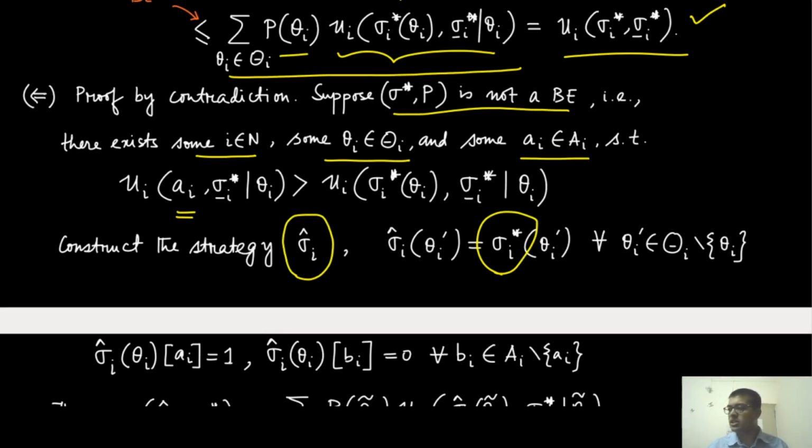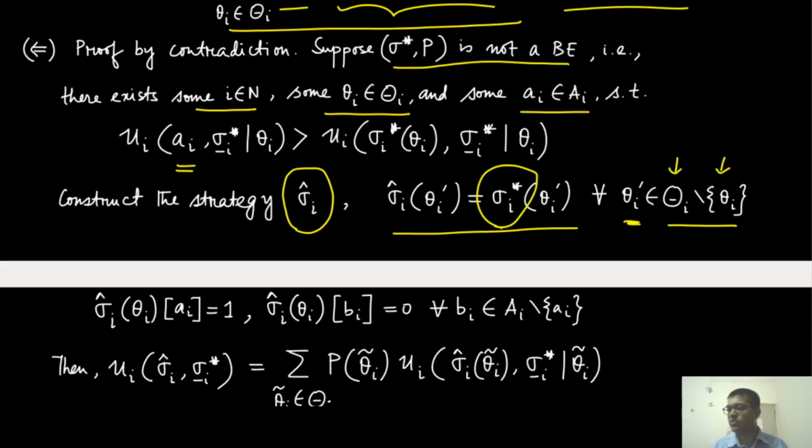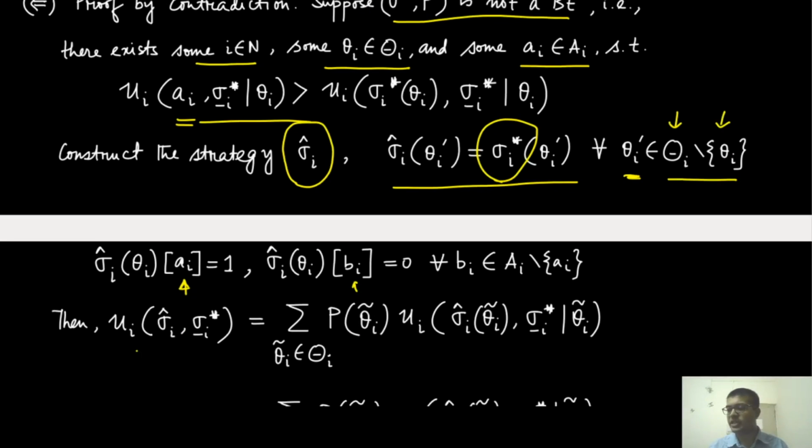So how do we construct that? For all the types that are not theta i, we just keep it the same as the sigma i star. Only for theta i, we do the following: we put all the mass on this action ai. This is what you would have expected. We have a place where we can strictly get better off, then we should put all the mass on that action, and for all other actions we put no mass.